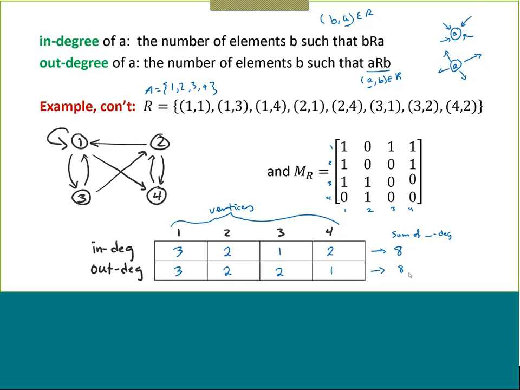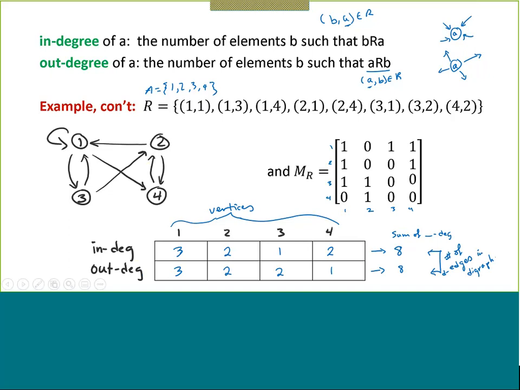So this sum right here, both of those two numbers, is the number of directed edges in your digraph. And you really shouldn't say D edges, you should say directed edges. I just ran out of space. Okay? So that's what's going on.